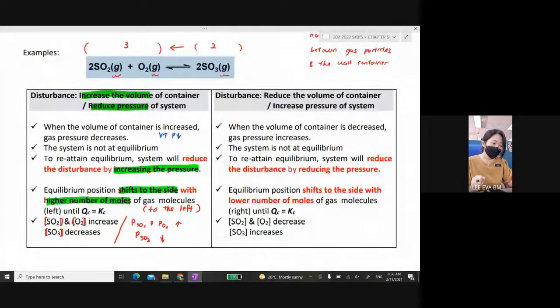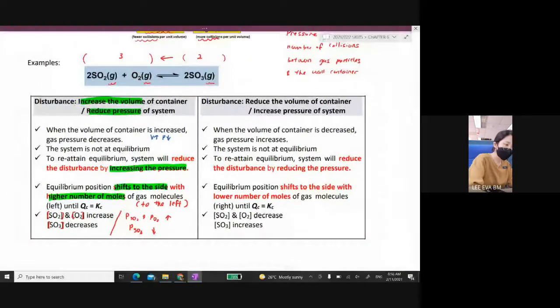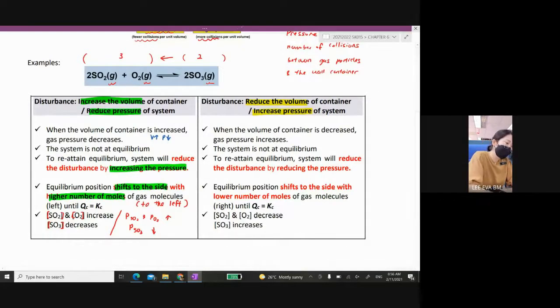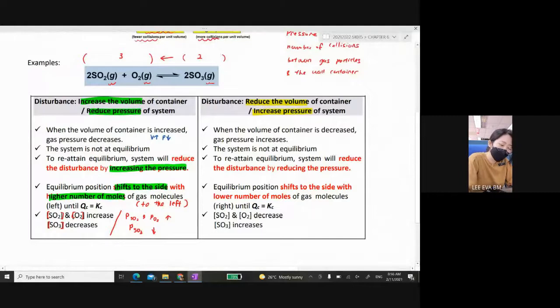Okay. So let's just look at the next disturbance. Okay, so disturbance if I reduce the volume of container. Reducing the volume, we will increase the pressure of the overall system. So volume container decrease, gas pressure increases. So the system is no longer at equilibrium. So in order to reattain the equilibrium, system will try to reduce the disturbance by reducing the pressure. So now the pressure is high already. We want to against it. We want to lower down the pressure. Okay, therefore the equilibrium is shift to the side with a lower number of mole of gas molecule.